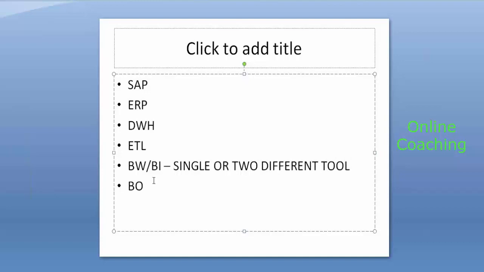We're going to get clarity on this because a lot of people have confusion about it. Some people say BI, some say BW, some say BI BW. So what is the confusion? We're going to get clarity on this. And we're going to talk a little bit about BO, which is Business Objects, the only reporting tool from SAP.